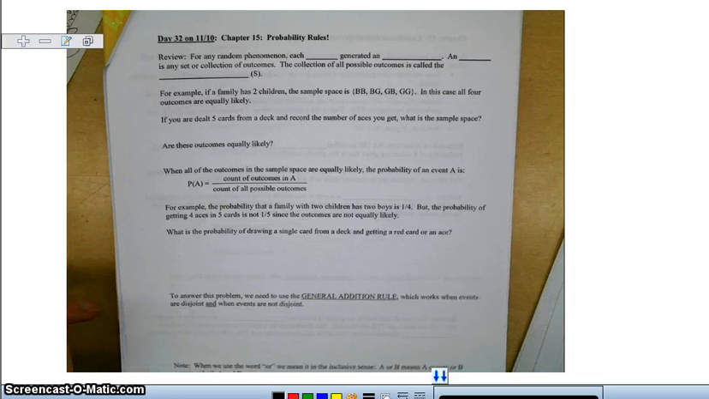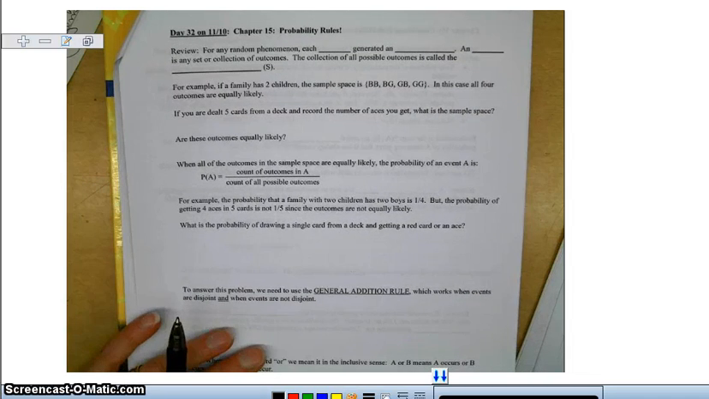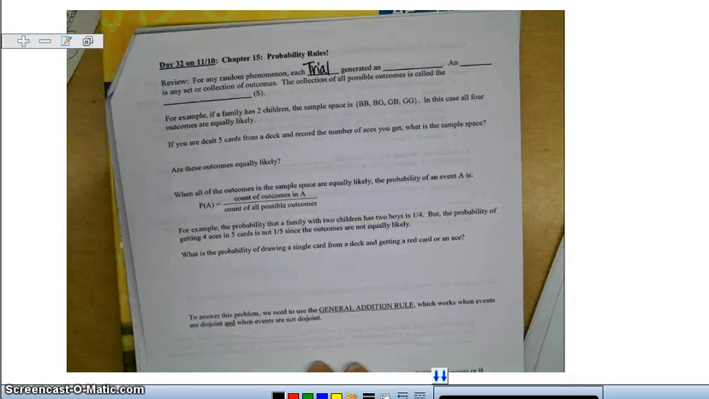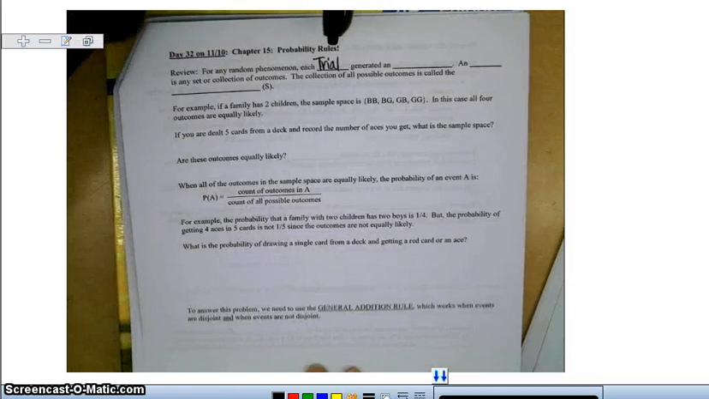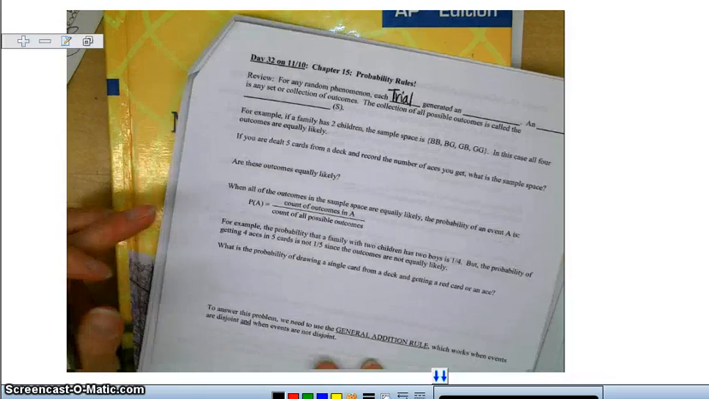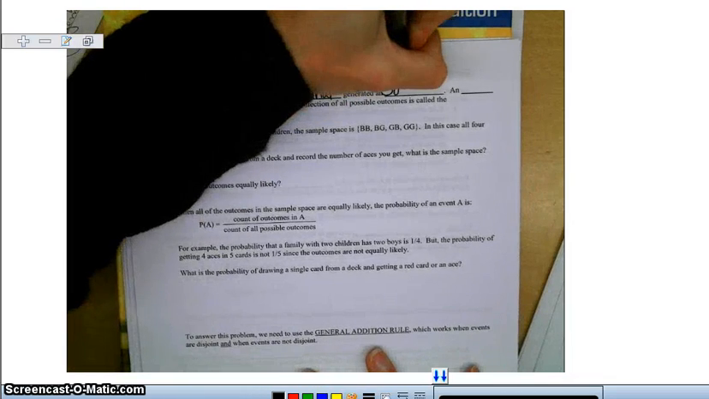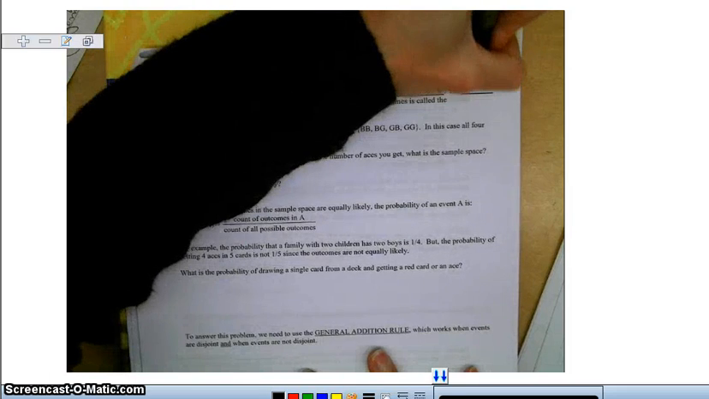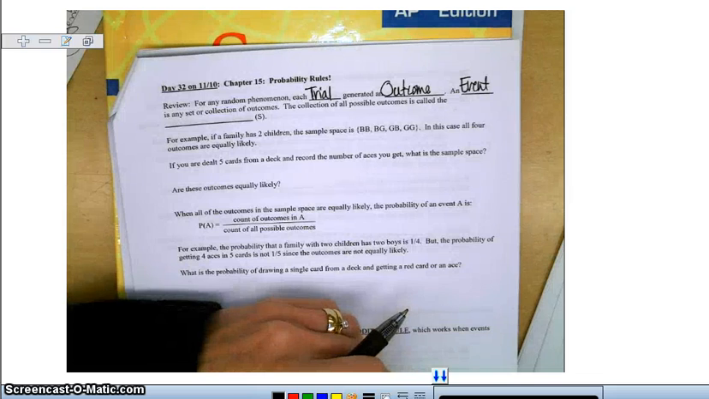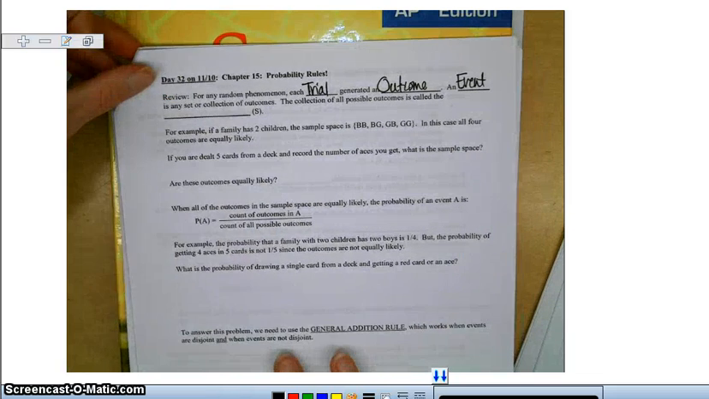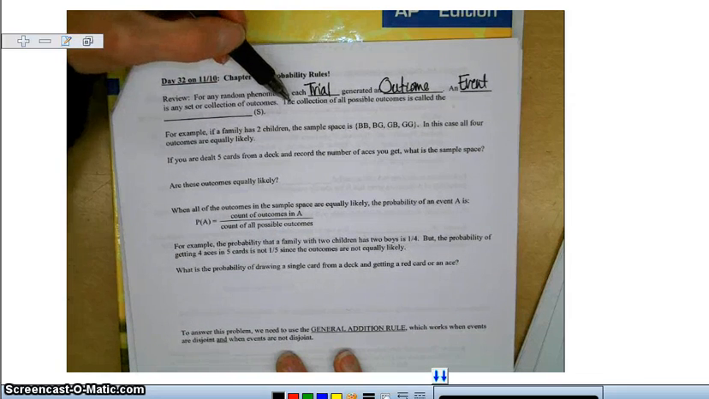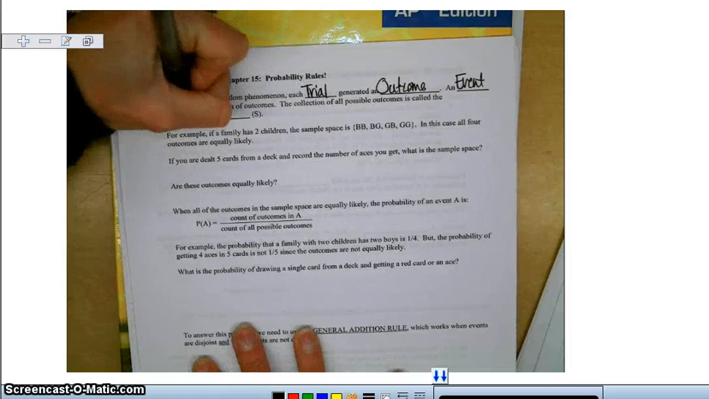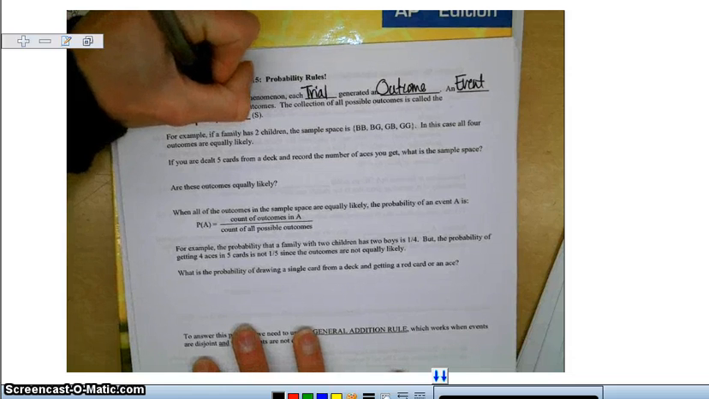Okay. So, review. For any random phenomenon, each trial generated an outcome. An event is any set or collection of outcomes. The collection of all possible outcomes is called the sample space, or S.